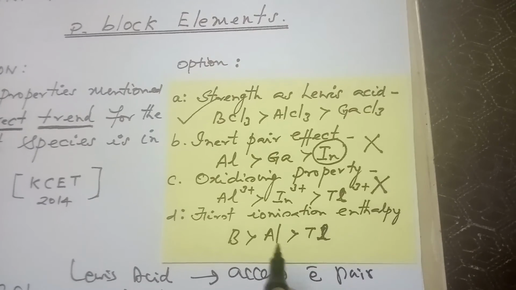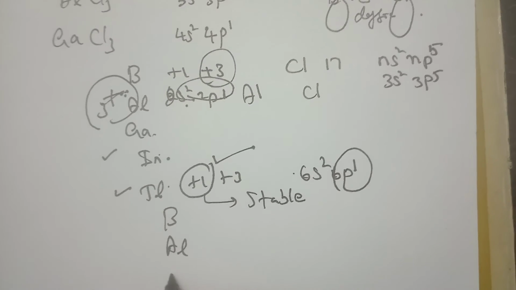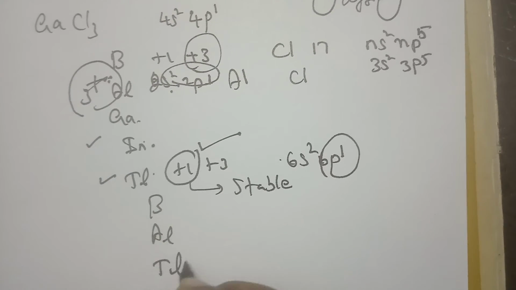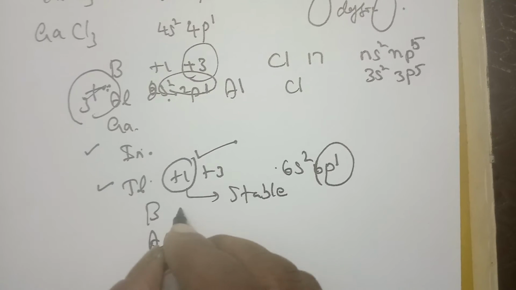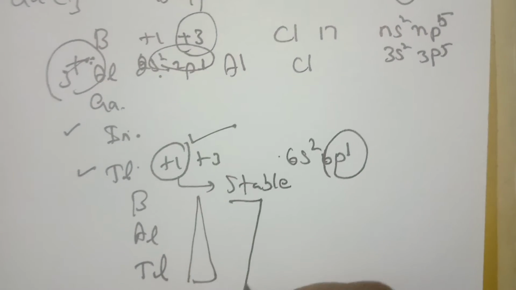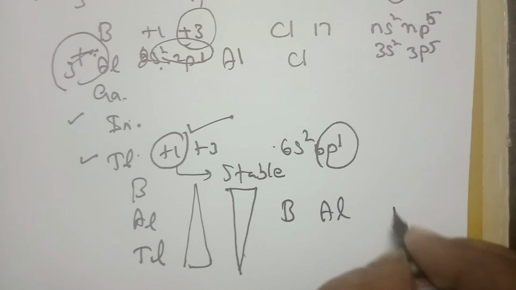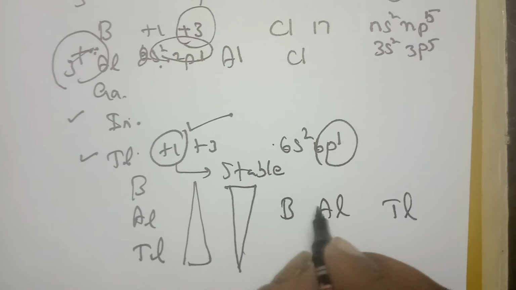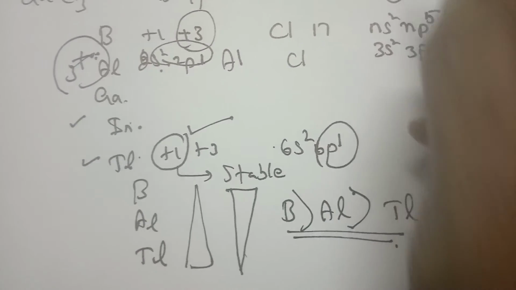Now let us discuss this one here. Boron, aluminium, thallium. You again write boron, aluminium, thallium. So what is to be considered? I am comparing only this. From top to bottom, size increases, so what we are expecting is that ionization energy should decrease. This is the trend we are expecting, of course.